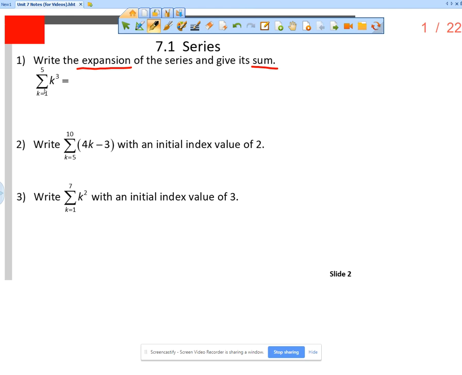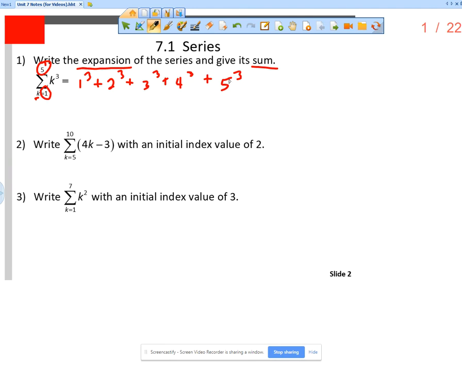Remember, this is the starting value of the index. k would be the index in this case. So you're going to plug the starting value in for k. So 1 cubed. Then the sigma tells you to add that to the next value after 1, so that would be 2 cubed. Then you add that to 3 cubed, and then 4 cubed, and then 5 cubed, and you stop when you reach the number on the top. So that's the initial value and then the final value.